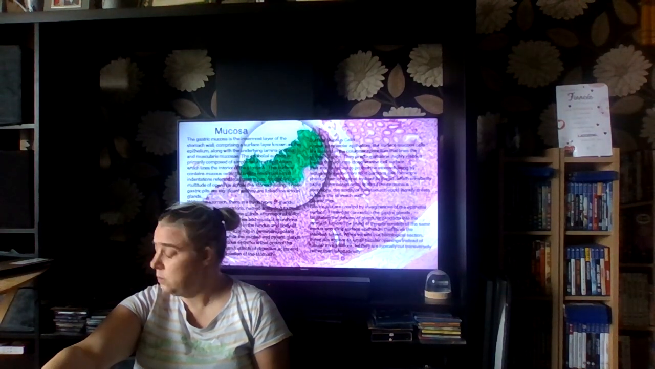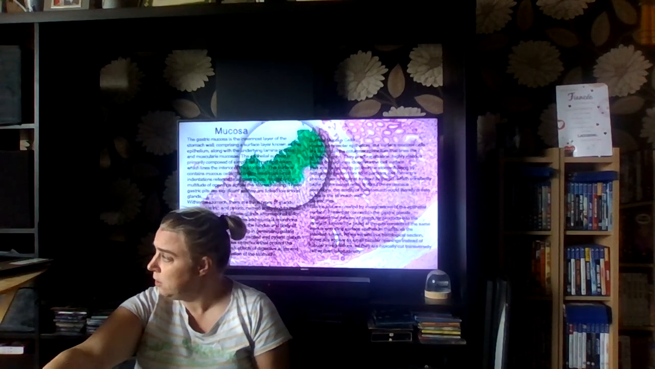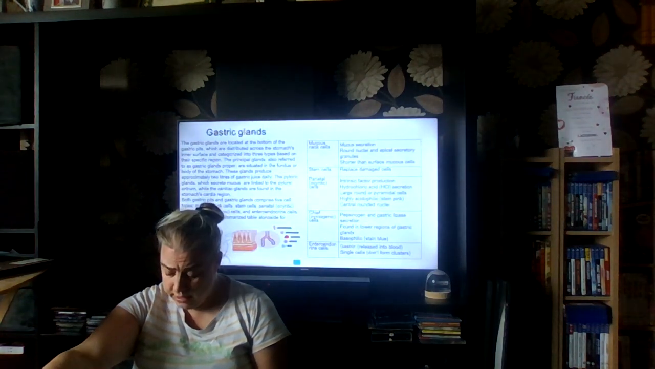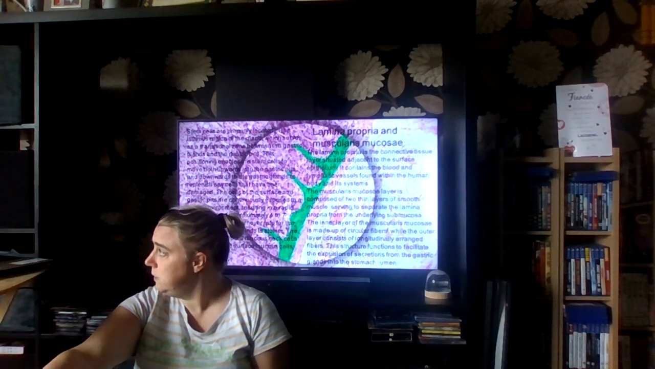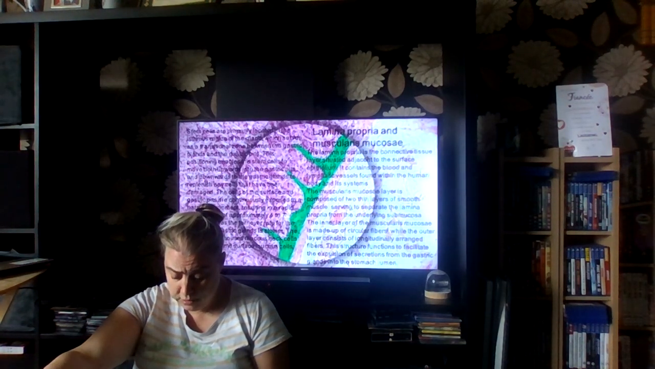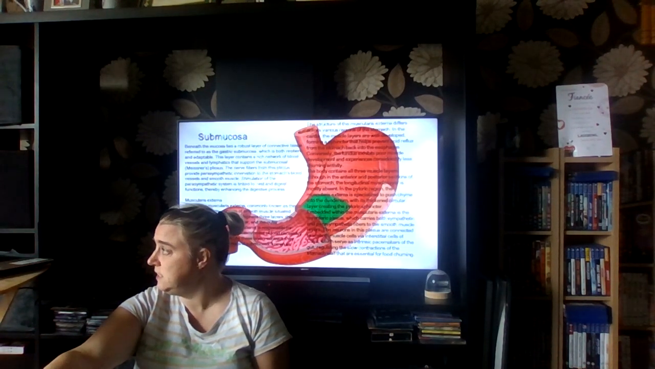So I've done a bit of information research on the mucosa, what it does, gastric glands, lamina propria and muscularis mucosae, and submucosa. These seem to be the main layers within the body to help the digestive system.